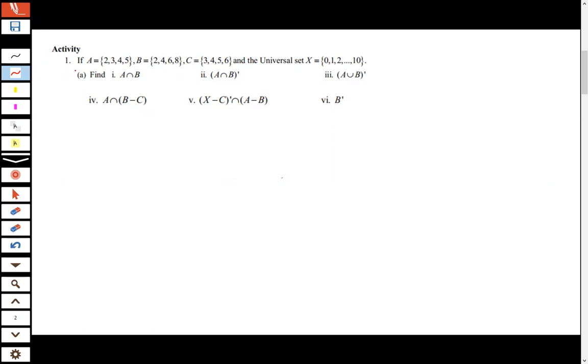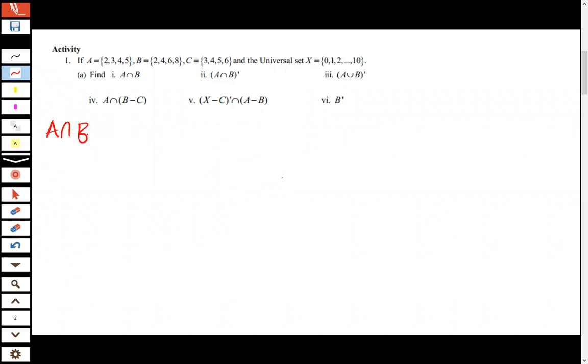So the first question is, if A is {2, 3, 4, 5}, B is equal to {2, 4, 6, 8}, and C is equal to {3, 4, 5, 6}, and the universal set is from 0 to 10. Find A intersection B. I believe A intersection B is not something that most of you can fail.